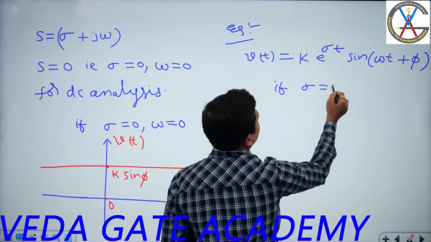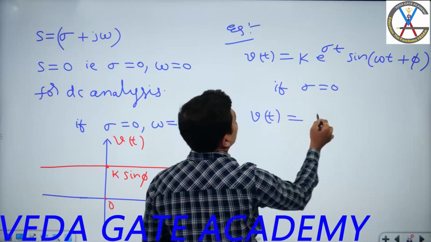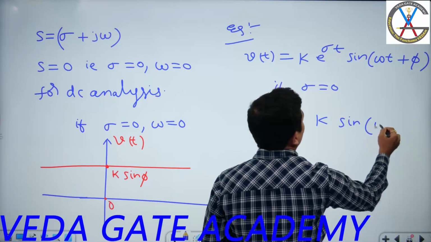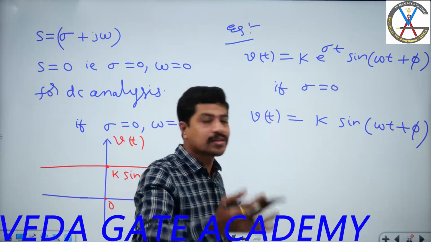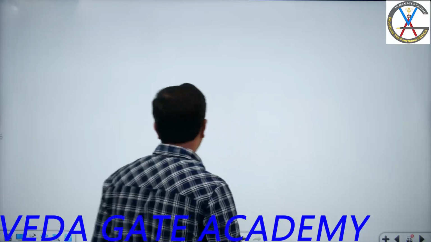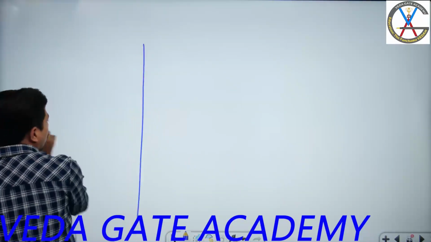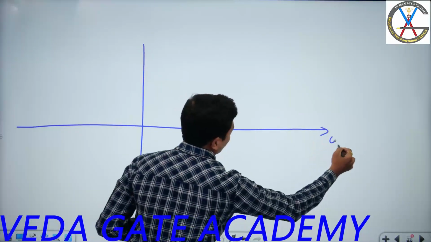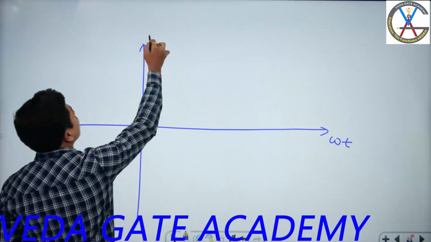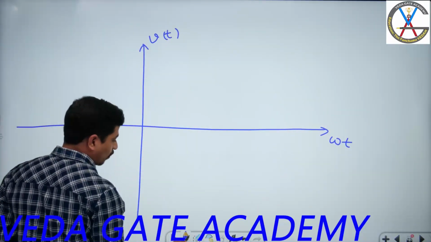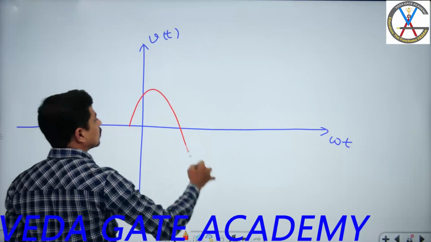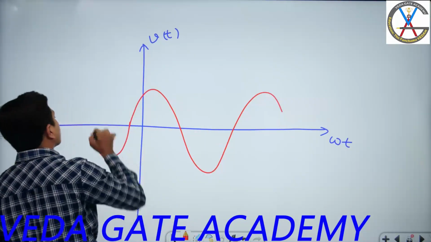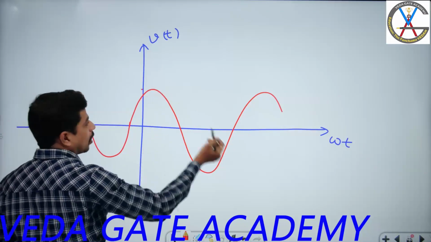If sigma equals 0, what do we have? v of t is equal to k sine of omega t plus phi. That is nothing but pure AC. Let me draw it here. This is omega t, and this is v of t. Let me draw the figure with some phase shift. Yes, this is what we got. This is k sine phi.